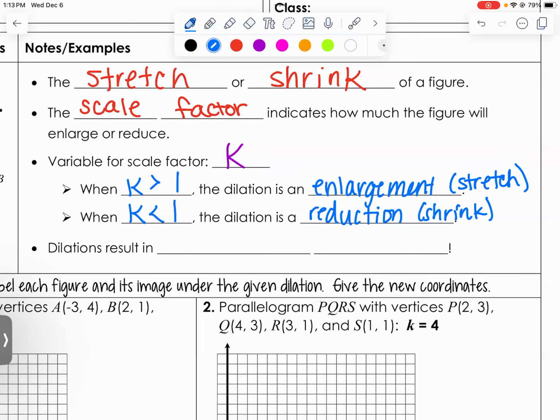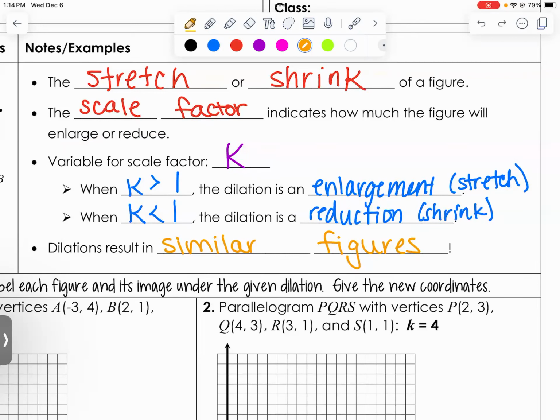Emma, what was the word you used to describe the two shapes? Yes, when we do a dilation, we are going to have similar figures. When we did a translation, a reflection, a rotation, those shapes stayed congruent. But when we do a dilation, our shape is going to get bigger or smaller. So we have similar figures.